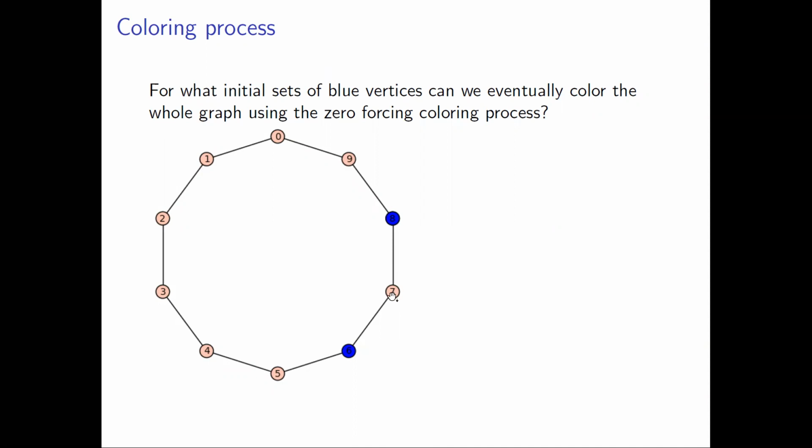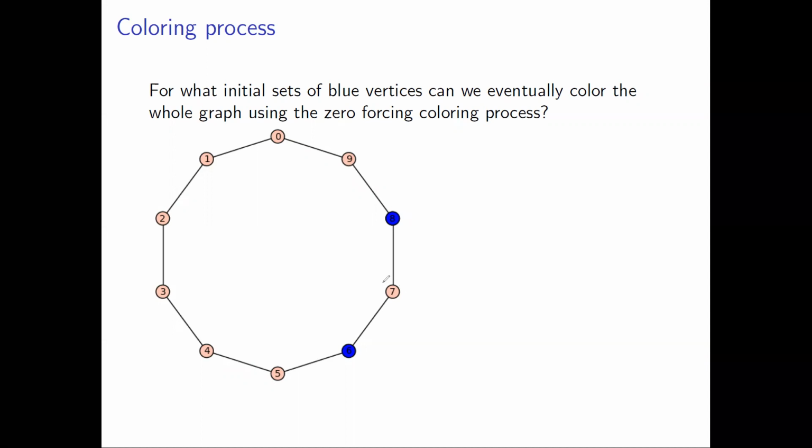Now, this graph that we have right here, a cycle, currently I've drawn two blue vertices, and we see that if we try to iterate the color change rule on this graph, nothing will ever get colored besides these two vertices, because each of these two blue vertices has two white neighbors.